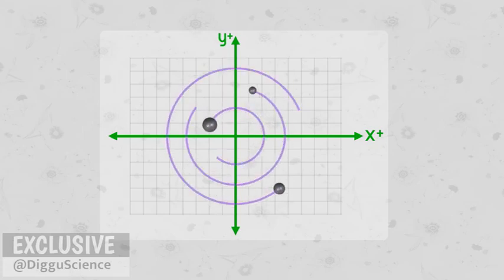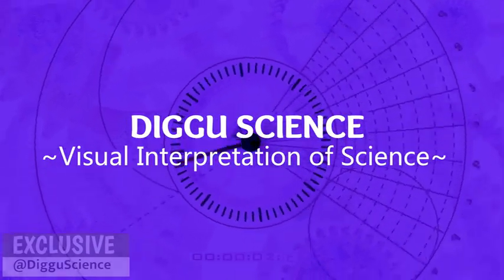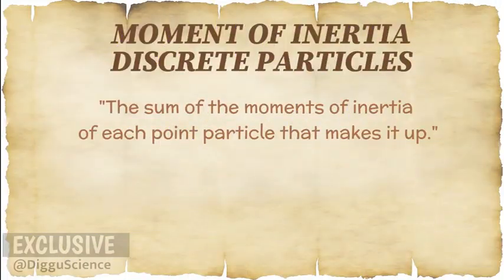Each point particle will take its own path. However, the angular velocity of each particle is the same. That's why the shape of the object doesn't change. In cases like this, the value of the moment of inertia of the object is the sum of the moments of inertia of each point particle that makes it up.